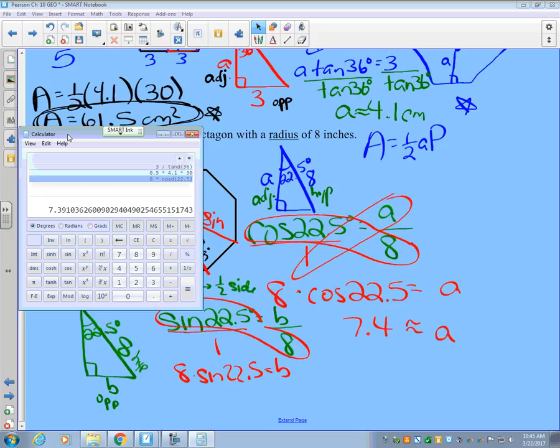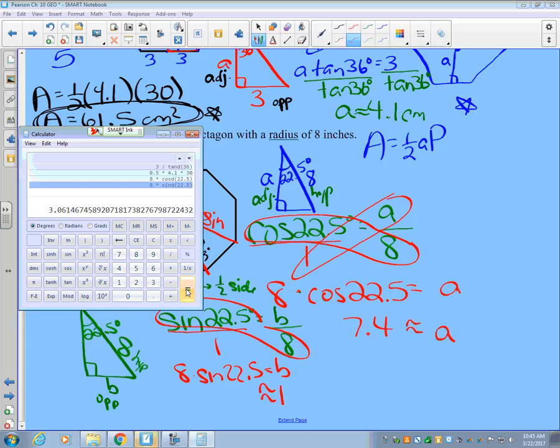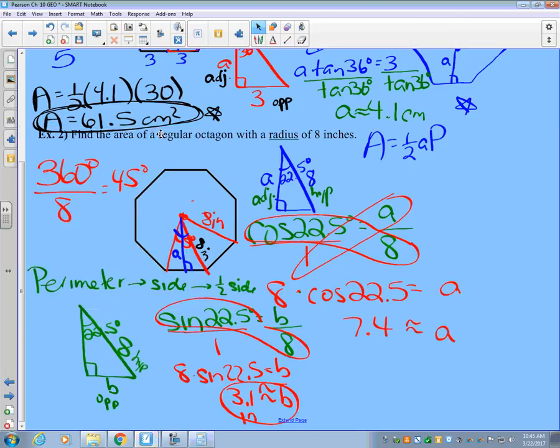Lucky you guys. So we got 8 times the sine of 22.5 is 3.1, and that's, of course, approximately. And that's inches. Okay, so B is approximately 3.1 inches. That's half of the side. So what's a whole side? This is like 3.1 right there. So a whole side is going to be double that. It's going to be 6.2. So the whole side is 6.2. Merck, help us out. Can you help us find the perimeter of an octagon when one side is 6.2?